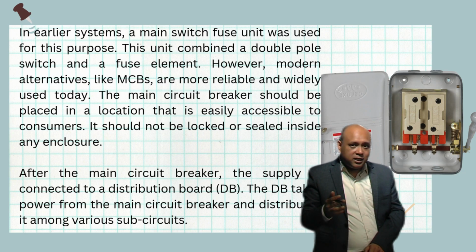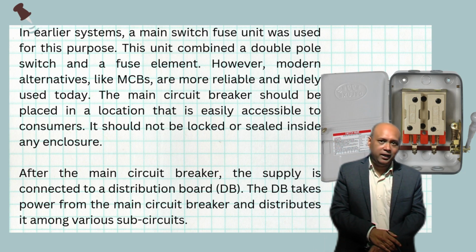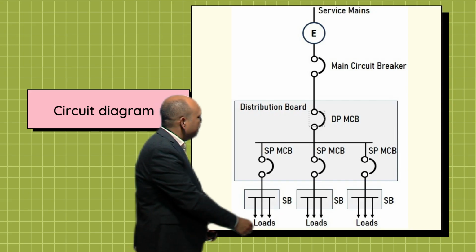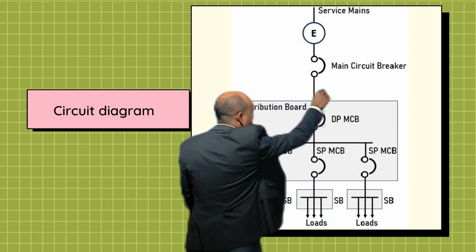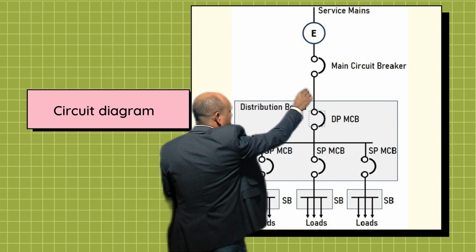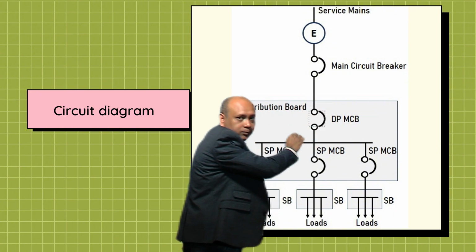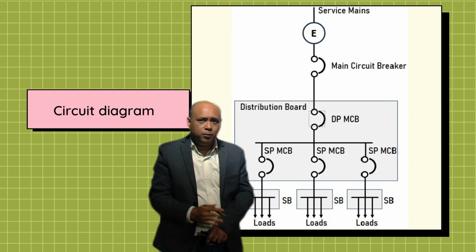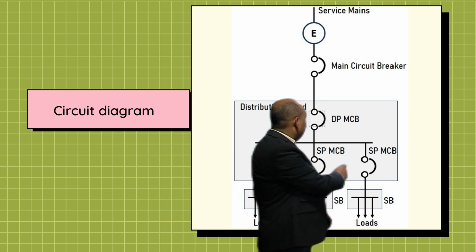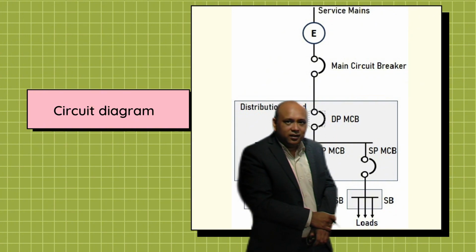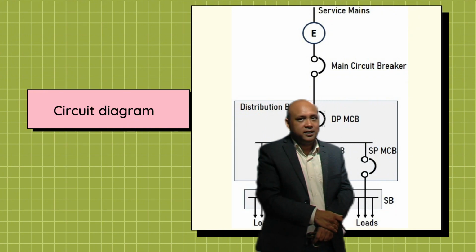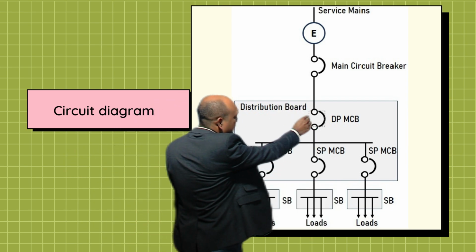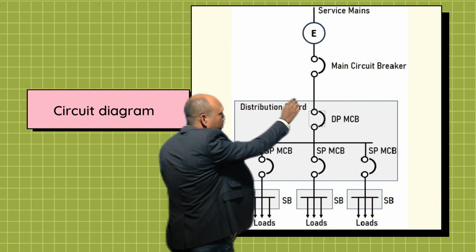The DB takes power from the main circuit breaker and distributes it among various sub-circuits. So here, this is the line where the connection is given from the main circuit breaker to the distribution board. At the incoming line of the DB, normally a double pole switch like the double pole MCB or double pole isolator is typically used. So in this diagram, this is the double pole MCB which protects the incoming line.